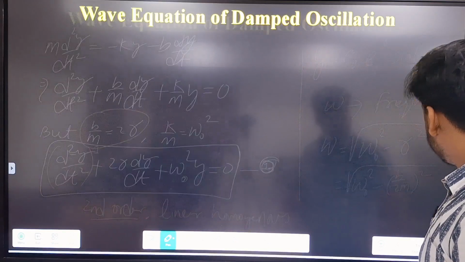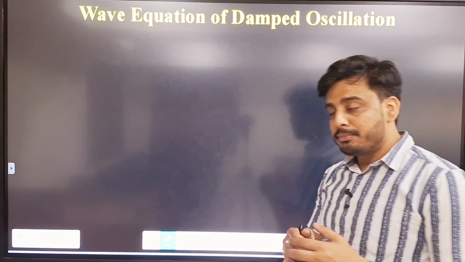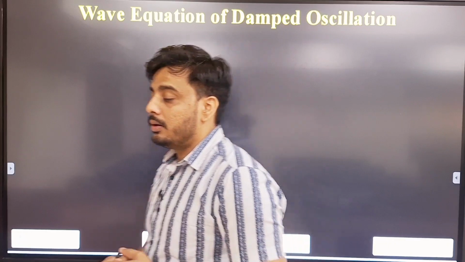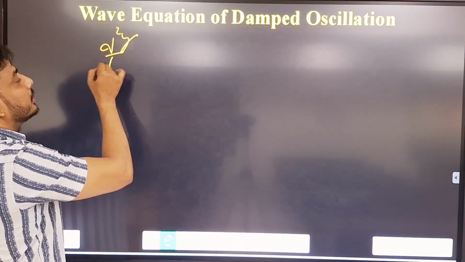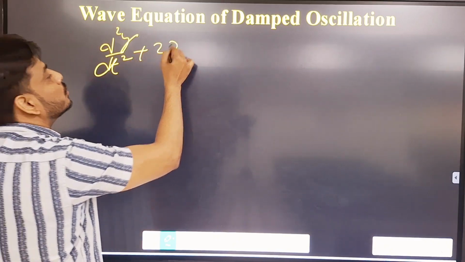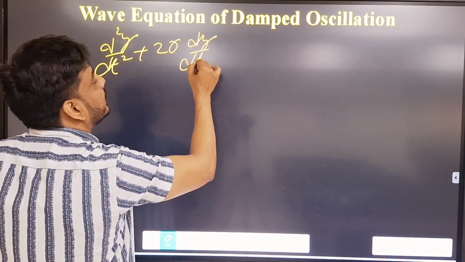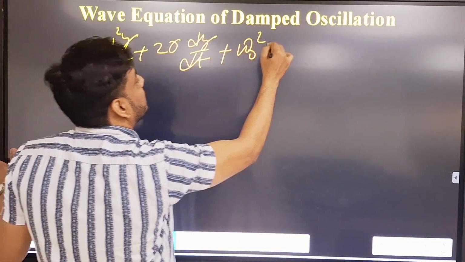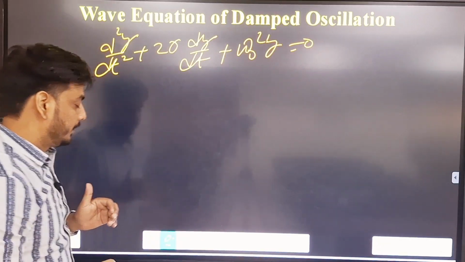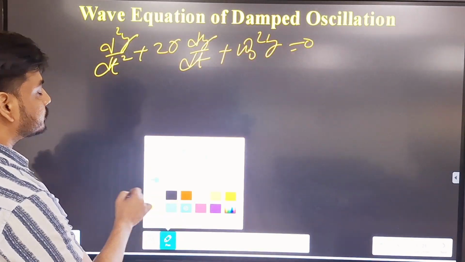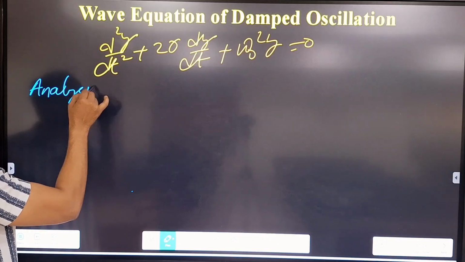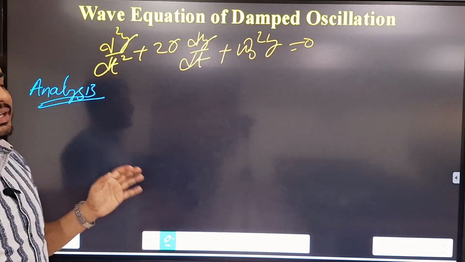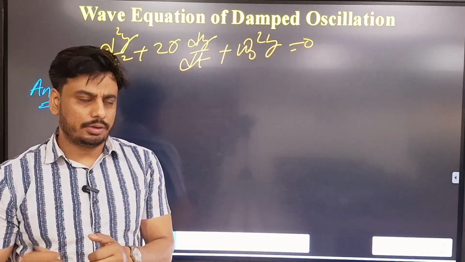Then we will analyze this damped equation, d square y by dt square plus 2r dy by dt plus omega naught square y equal to 0. So this is the damped equation we have. We have to find out the analysis method. Analysis method means we just have to find a particular solution.